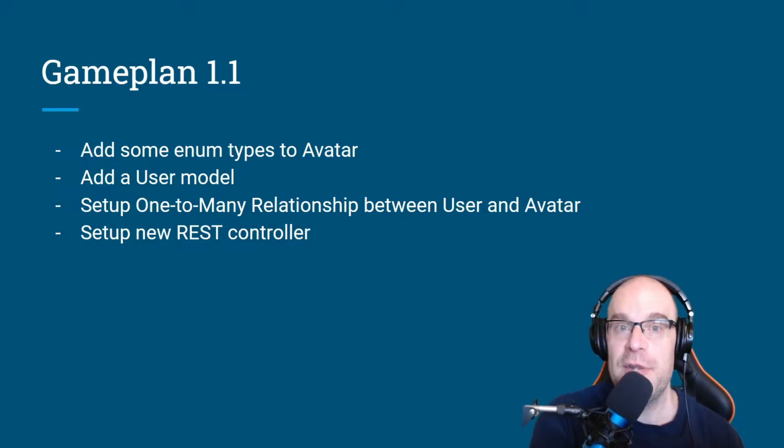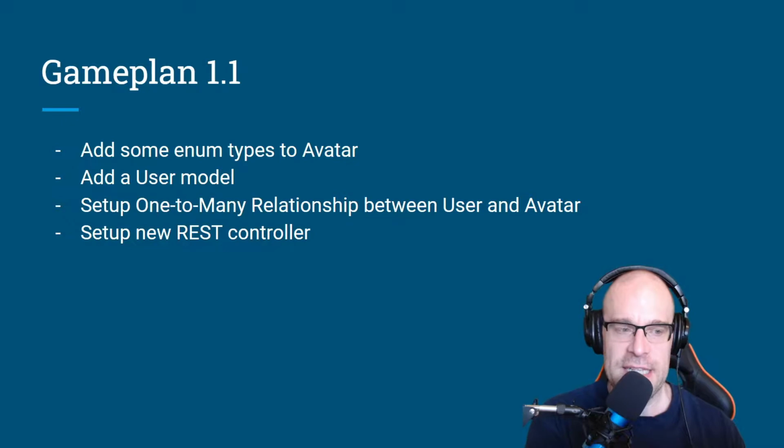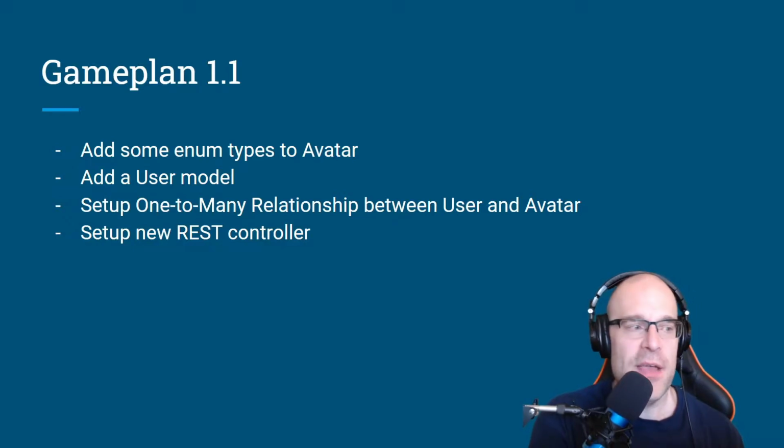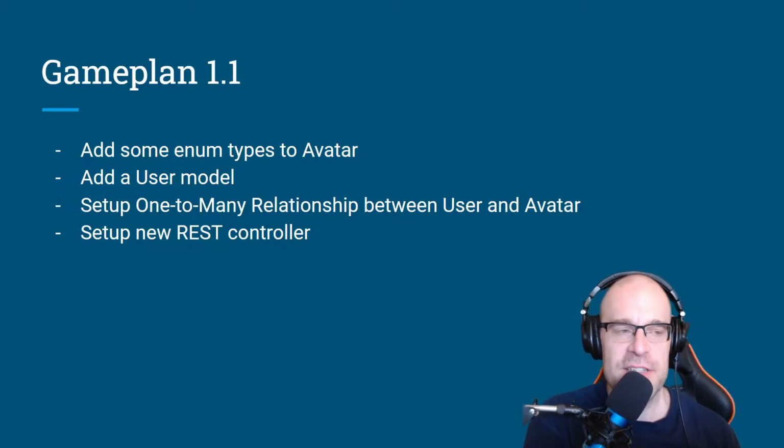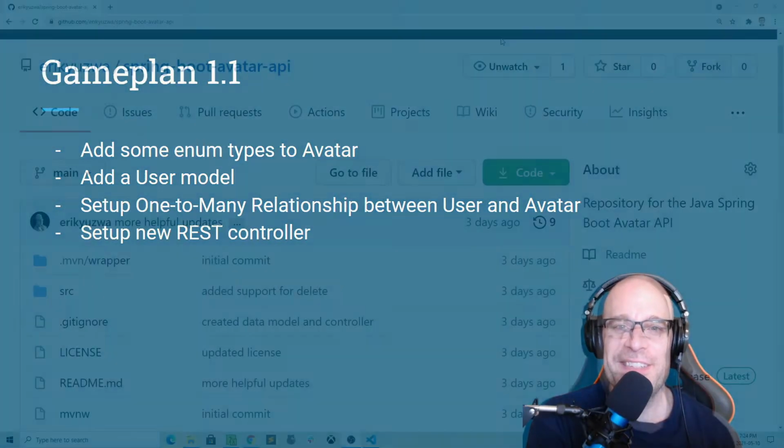Then we'll be going through and adding a user model. This is very similar to what we just did with avatar, only this will give us a way of allowing users to sign up to this service and then generate a list of avatars through each user account, which entails setting up a one-to-many relationship between user and avatar. We'll be looking at setting up the new REST controller for user, as well as modifying what we've got with avatar. Cool, I can't wait. Let's get started.